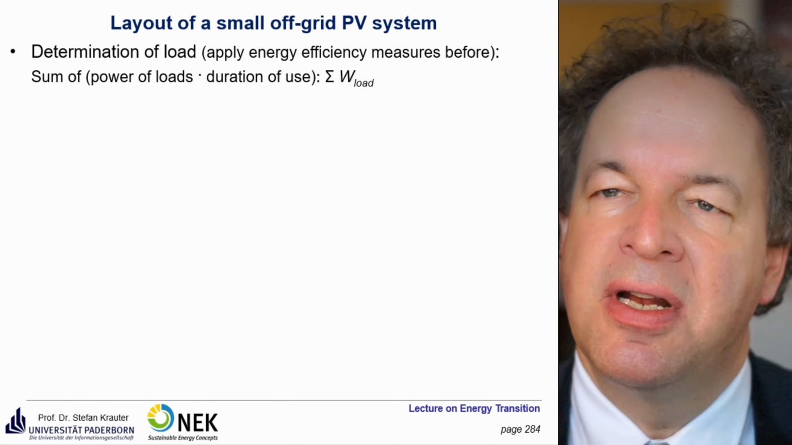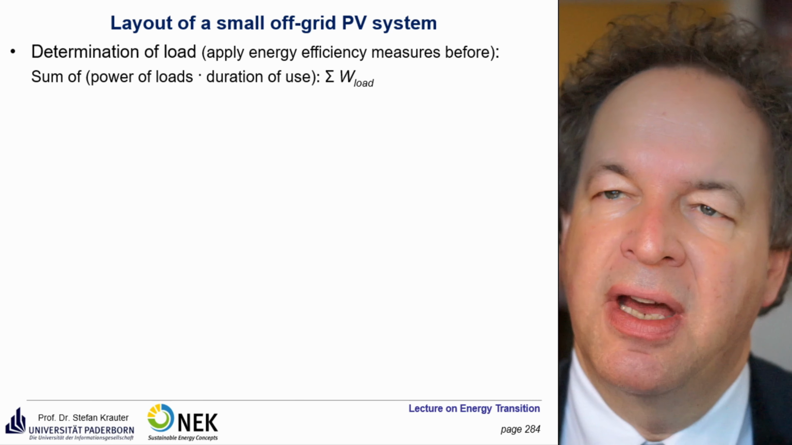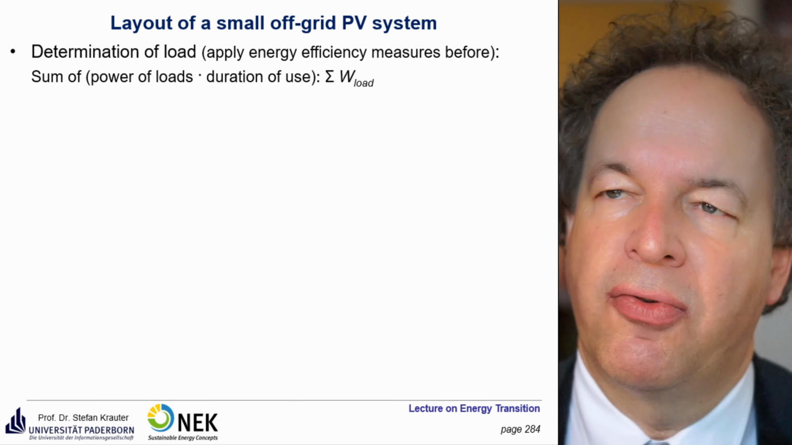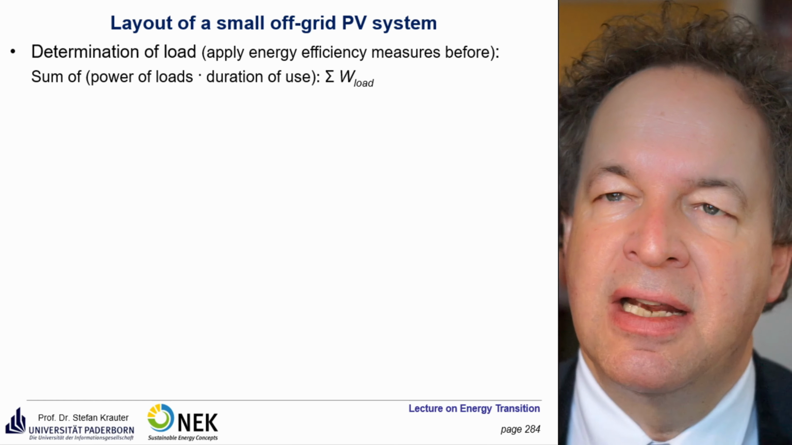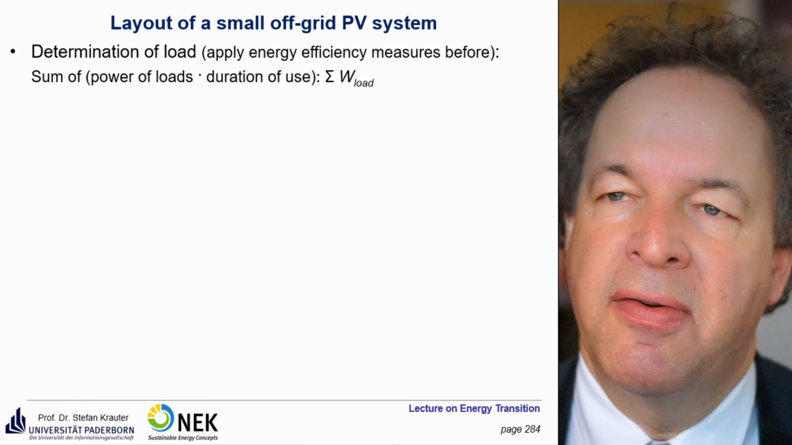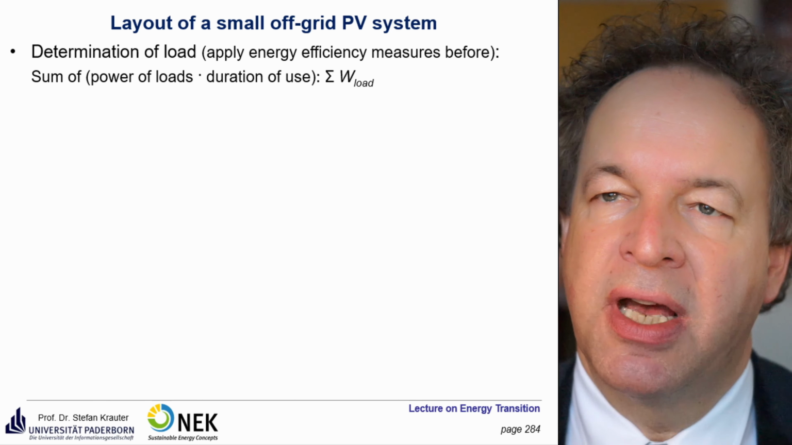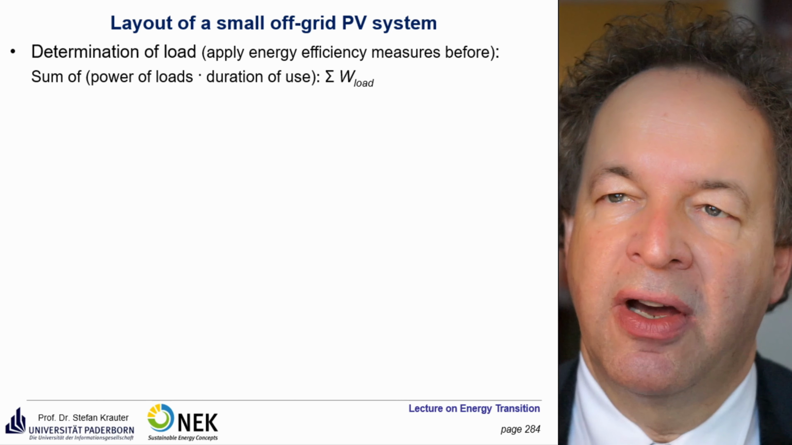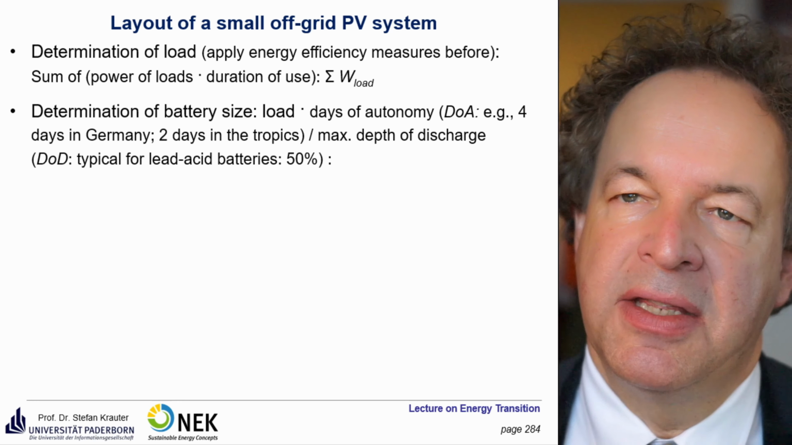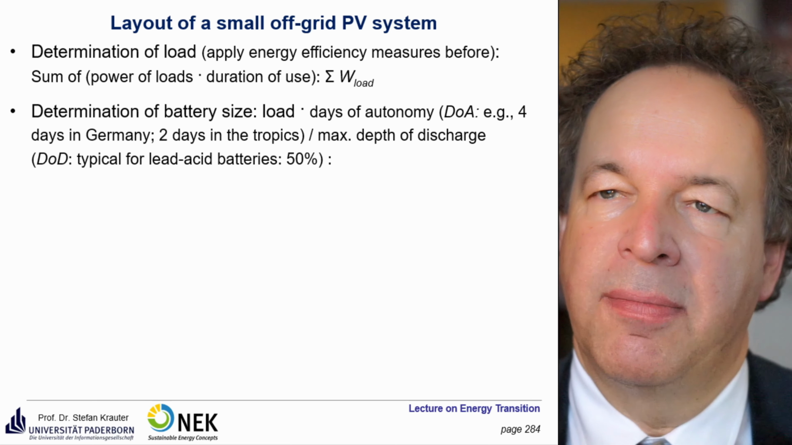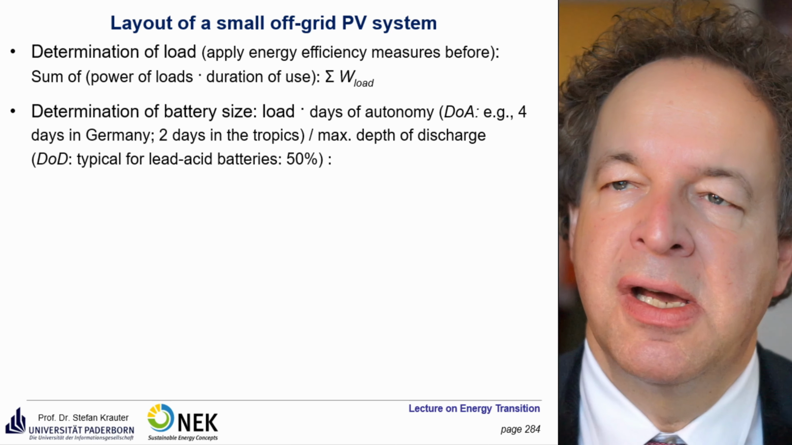First, you determine the load. So most important is that you apply the energy efficiency measures before, for example, substitute incandescent lamps by LED lamps. That makes a lot of sense. If you have done all this, then you start to calculate the actual loads and the duration of use. So you have the consumption during a day, then the determination of the battery size. So you have the load times the days of autonomy, DOA.